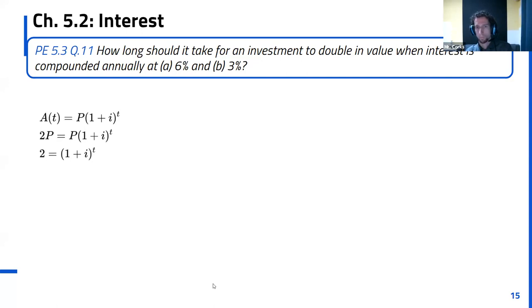Oh, it's log, isn't it? Yes, logarithms.